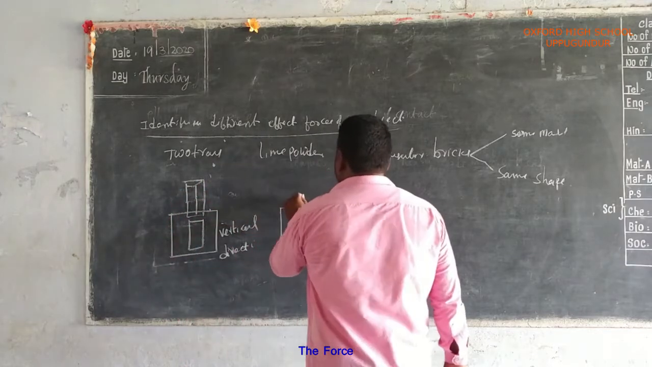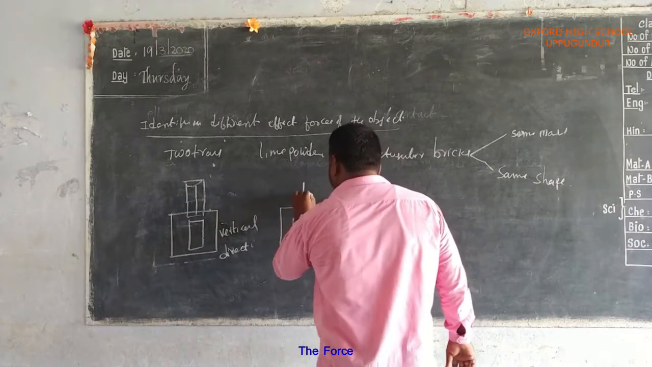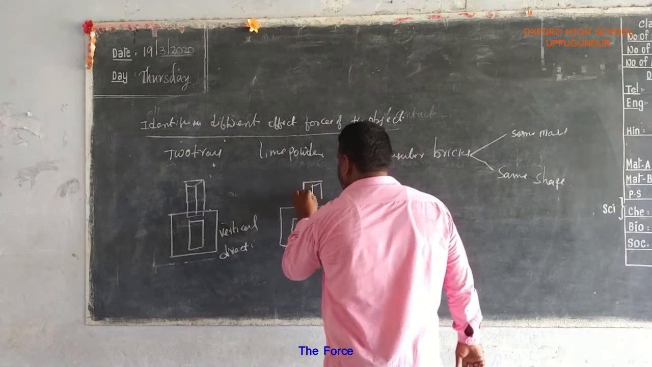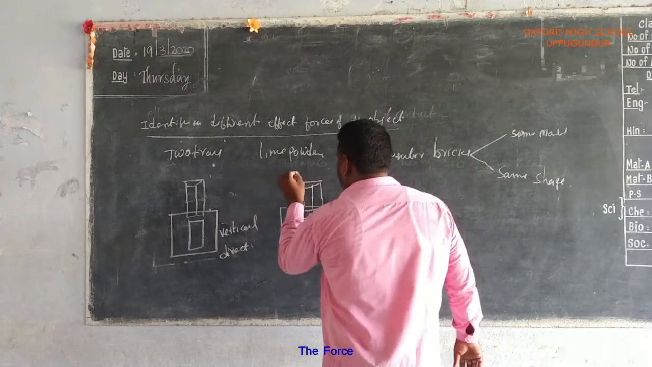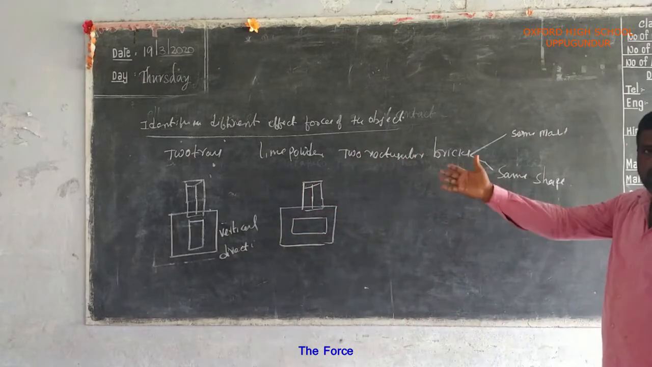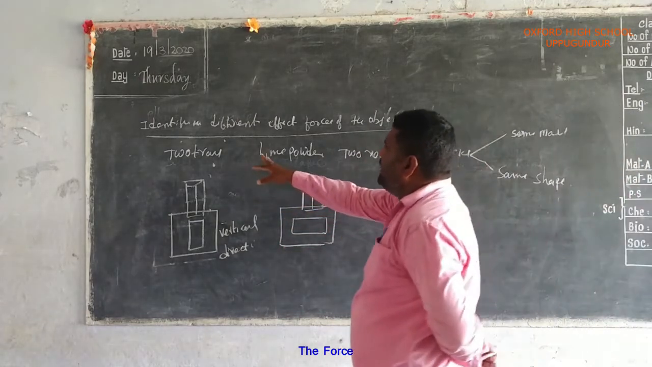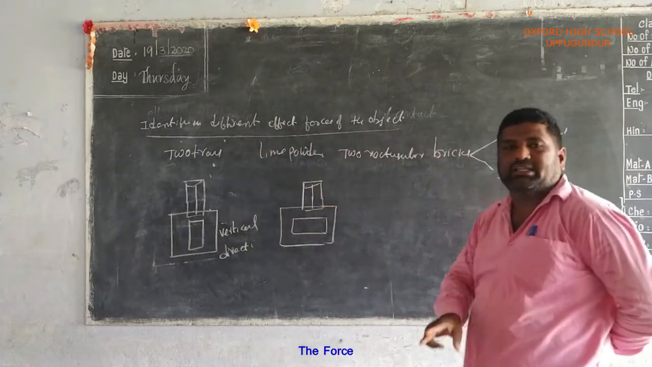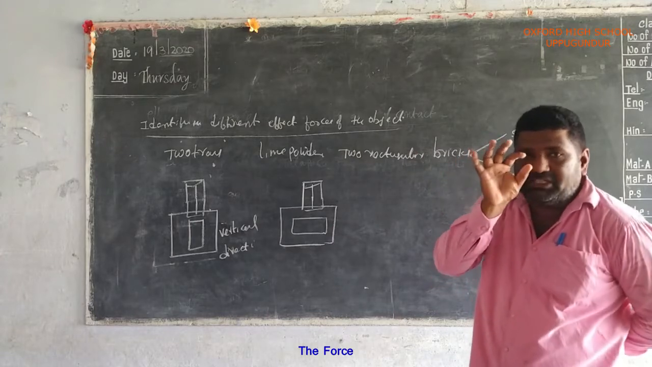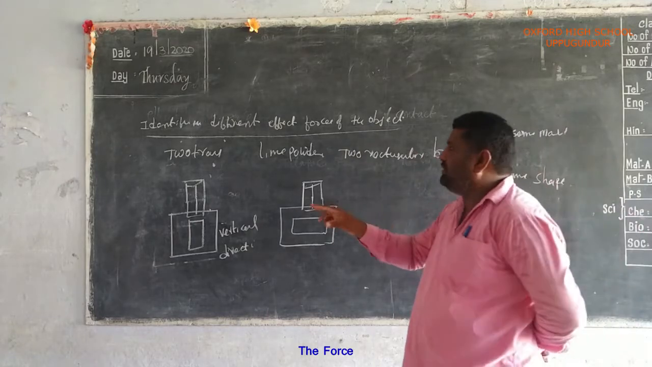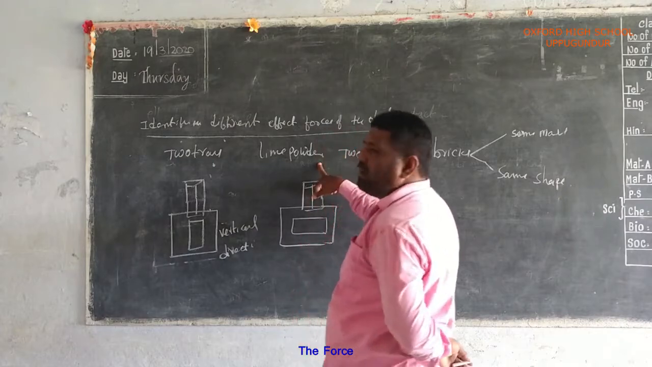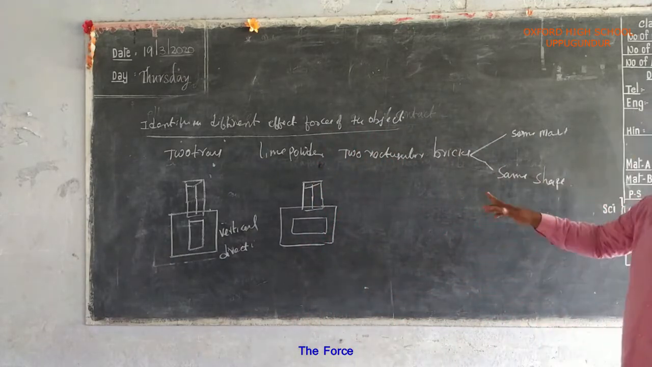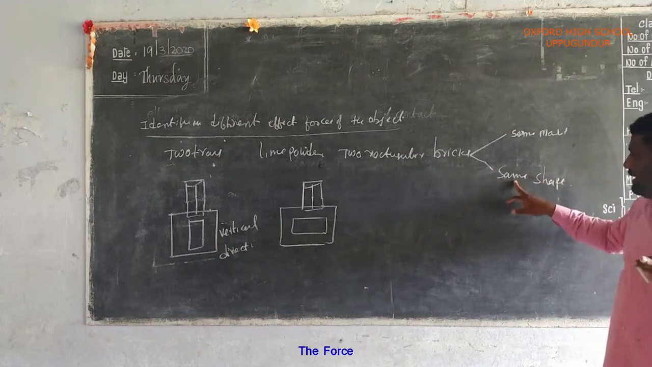And here I will take the same size brick. Okay now. First of all, I will say once again, identify the different effective forces of the objective. Now I will take two trays. These two trays are completely filled with lime powder. Next I will take two rectangular bricks. These bricks have the same mass and the same shape.